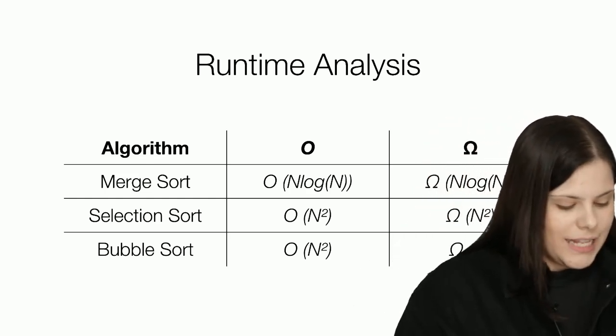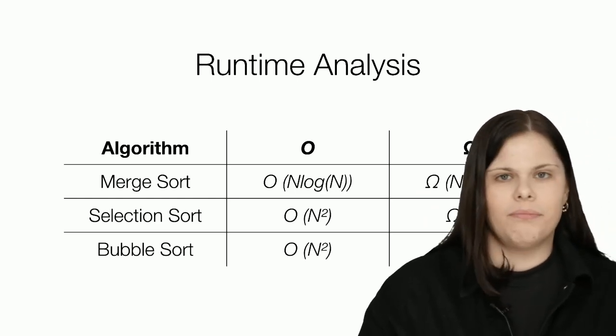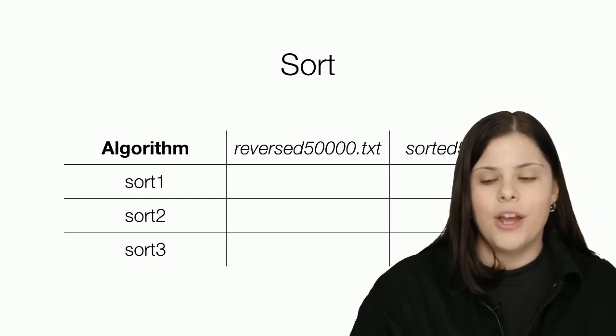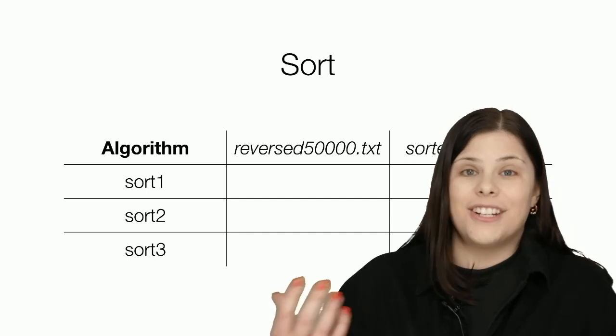Well, let's actually see an example of these sorting algorithms and the runtime. So let's consider this. We have 3 different algorithms called sort 1, sort 2, and sort 3, as well as different text files with the numbers in either reversed, sorted, or random order. And our goal today is to figure out which algorithm is which. The trick is that we can't actually see the code.